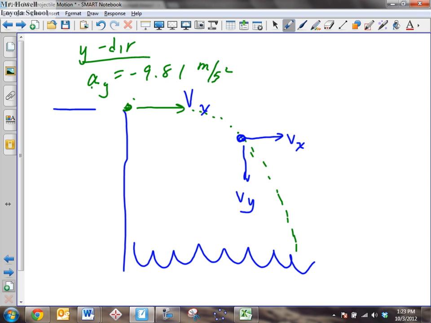Now, if I were to look at the projectile at this point on its path, oops, the red marker just never works. It's got a bigger component of velocity in the y direction, and it's still got its horizontal component of velocity, because it's picking up more and more speed downward.